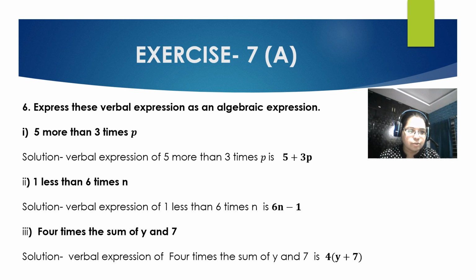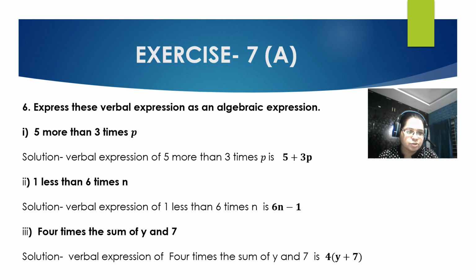Now we solve question number 6. Question number 6 is express this verbal expression as an algebraic expression. We have a verbal expression given and we have to convert this verbal expression in an algebraic expression. First bit 5 more than 3 times P. 3 times means 3 multiplication with P, and more than will be represented with plus sign.